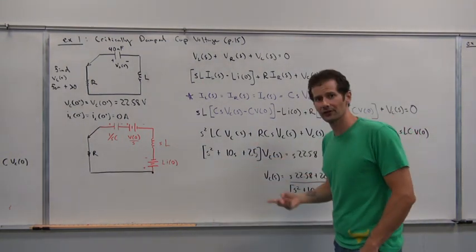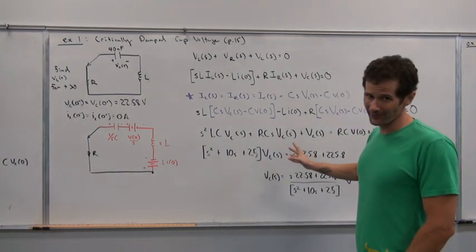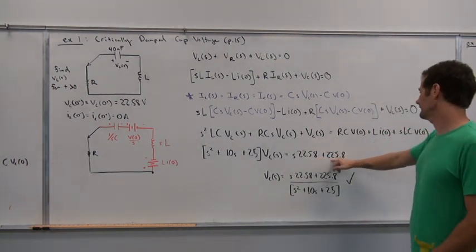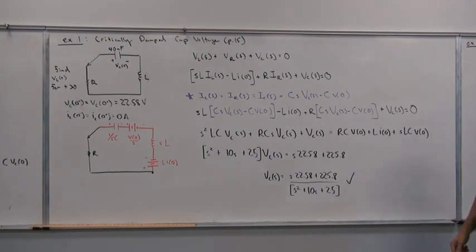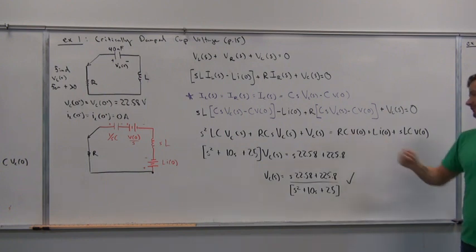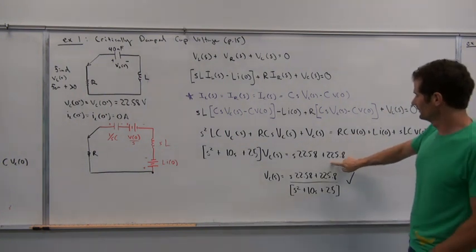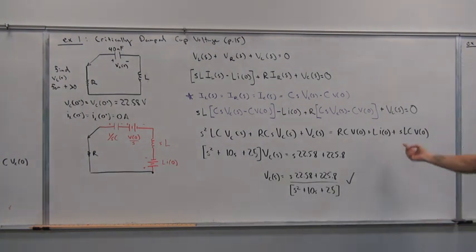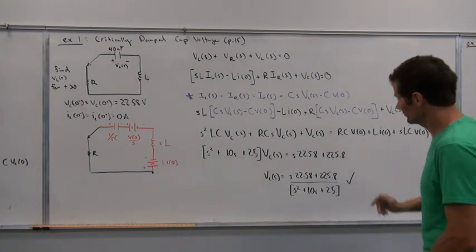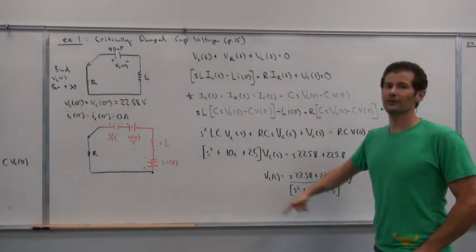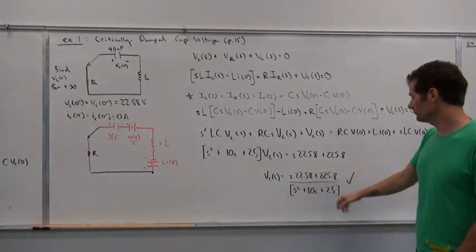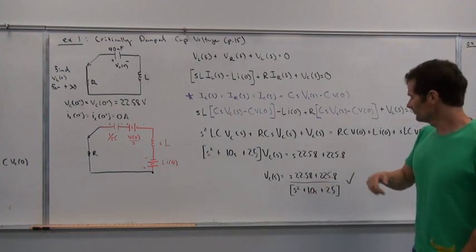That's the same characteristic equation that we saw before. And then on the right-hand side, S times 22.58, and then we had 10 times 22.58, which was what RC was equal to, and sure enough, there we go. We got 225.8, and then obviously I naught was equal to 0, so that went away. Divide through and isolate VC of S and solve for it. VC of S is equal to S times 22.58 plus 225.8 over S squared plus 10S plus 25.